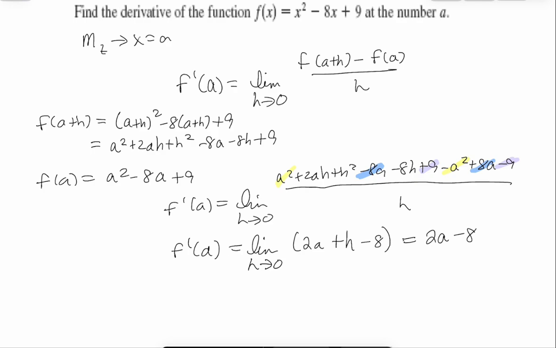So for a polynomial, just multiply it all out and simplify. For a square root, use the conjugate. For a fraction, we have to use the common denominator. That's really the three that you need to know. Okay.